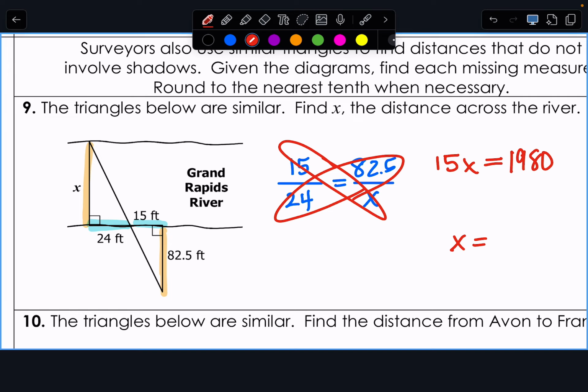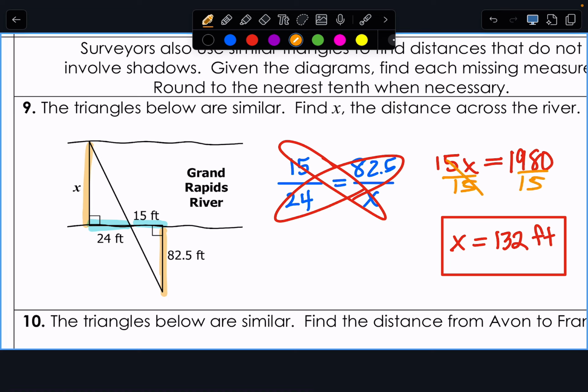So when we cross multiply, we get 15x equals 1,980. So our answer is 132 feet. Okay. Does this feel any different than what we've done the past 3 days? No. Number 9 on page 20. Yeah. It's the same thing.